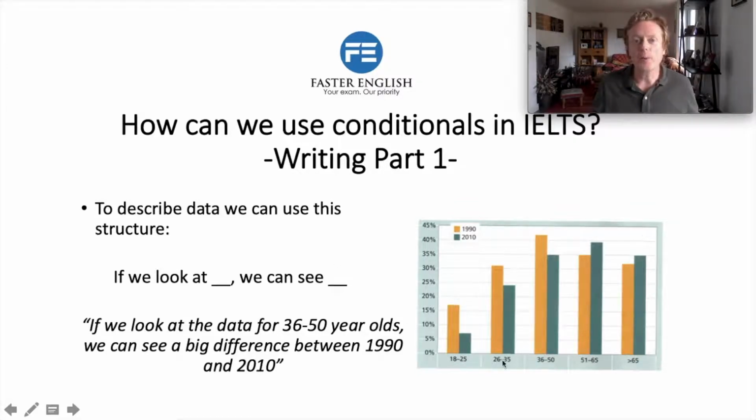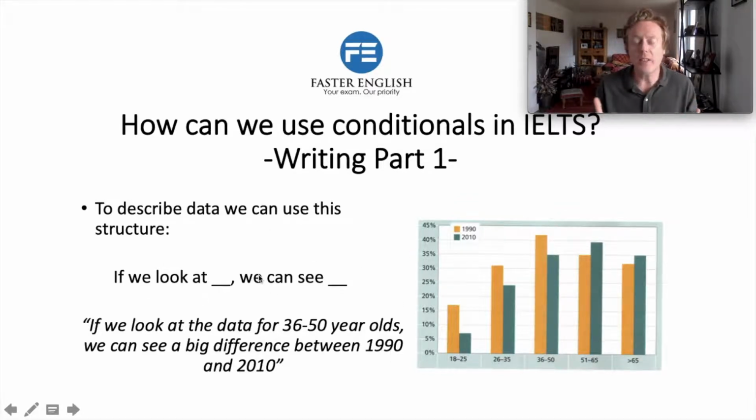Here is an example of a bar chart, and the sentence is looking at 36 to 50-year-olds in 1990, 2010. We use this structure to create: if we look at the data for 36 to 50-year-olds, we can see a big difference between 1990 and 2010. Here's our big difference.